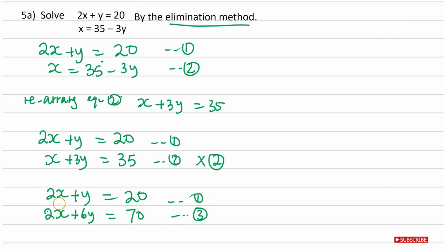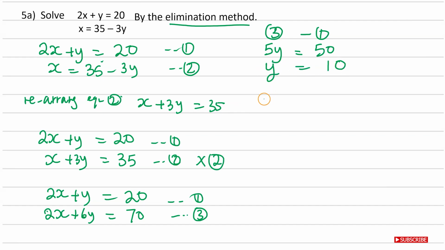So my x's are the same. I can do equation 3 take away equation 1. If I do 3 take away 1, what do I get? 2x take away 2x, and the reason I can subtract is that they are both positive, so they have the same sign. That gives me 0, and then 6y take away y will give me 5y. So 5y is equal to 70 take away 20, which is 50, and that will give me y equals 10.